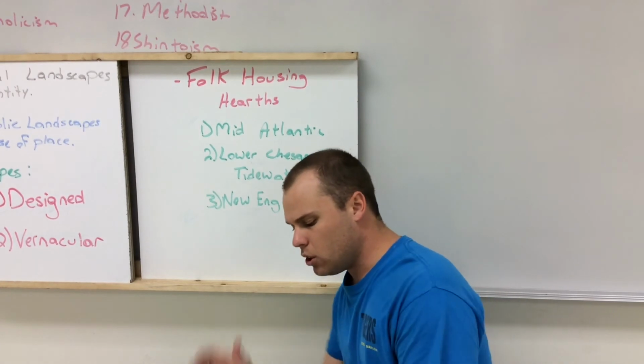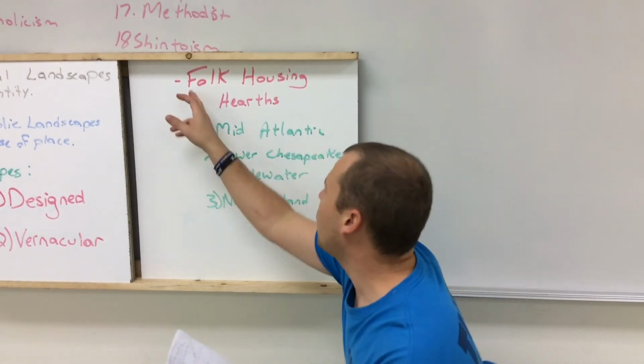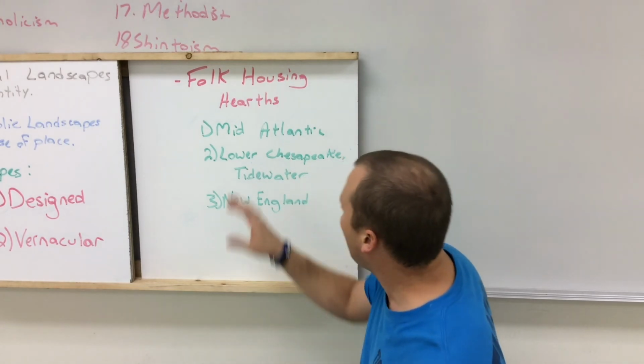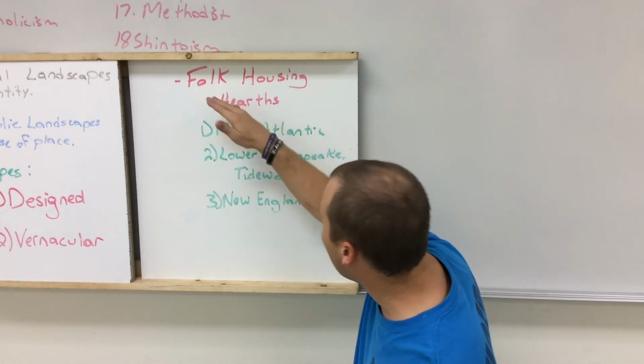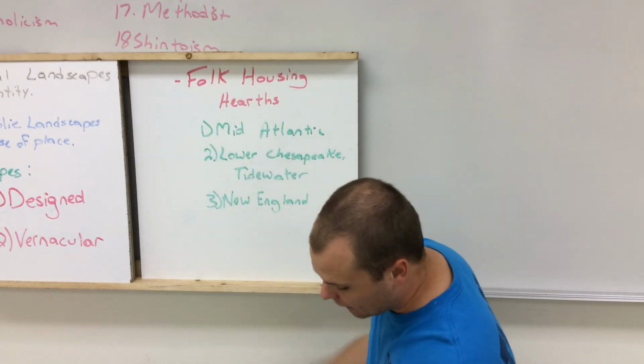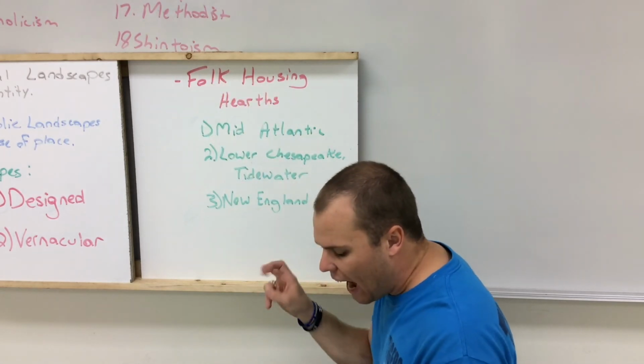Now we're under the same unit, same heading, but I want to look at folk housing hearths in the United States, and there's three different ones of those. One is the Mid-Atlantic folk housing hearth. The beginning of this folk house in the Mid-Atlantic region is referred to as the I house.